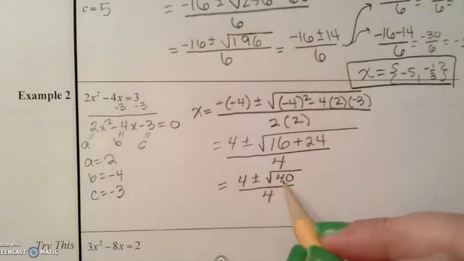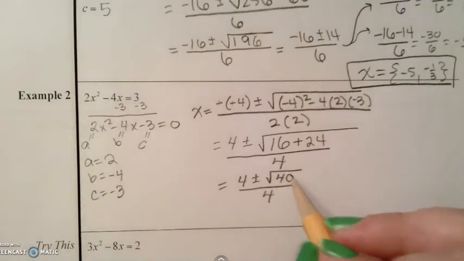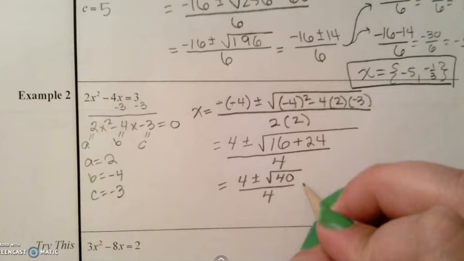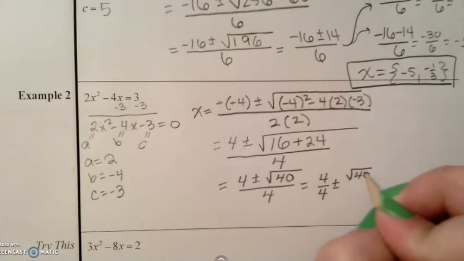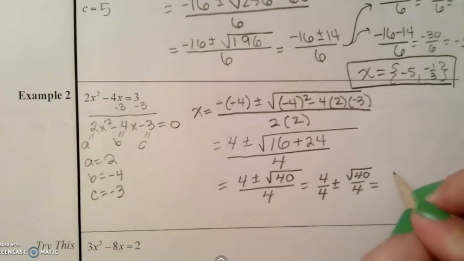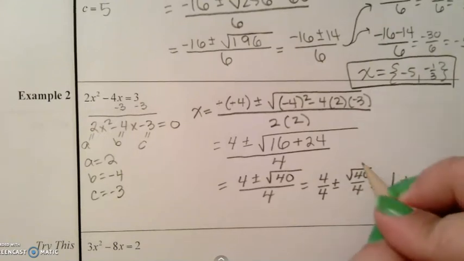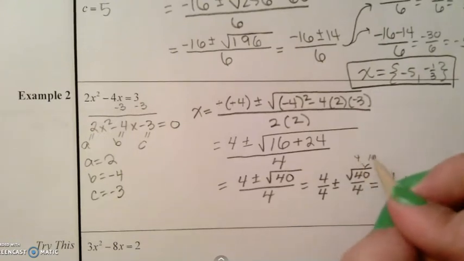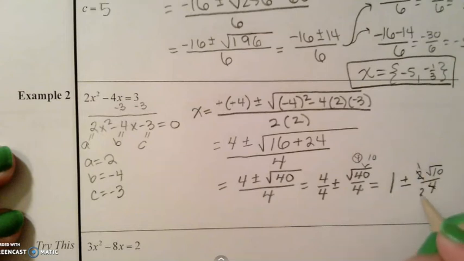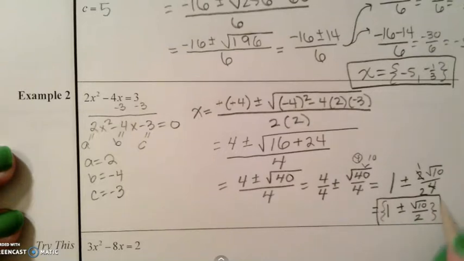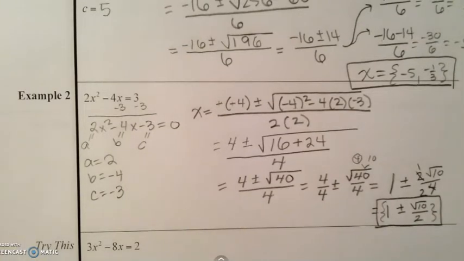Now be careful, because this is inside of a radical, so we cannot divide the 40 by 4. What we can do is 4 over 4 plus or minus the square root of 40 over 4, which gives us 1 plus or minus, and then we want to factor this. So this is 4 times 10. The 4 can simplify out. 2 times the square root of 10 over 4, which does reduce to 1 plus or minus the square root of 10 over 2. I have two answers here, so I put set brackets so that we can see that there are two answers there.